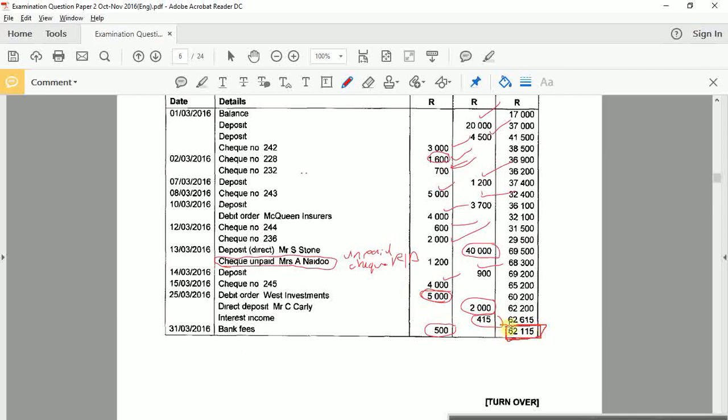Okay, what are you trying to do? The bank recon is checking that your books and the bank's books balance. So how much do you expect to see in your bank account?